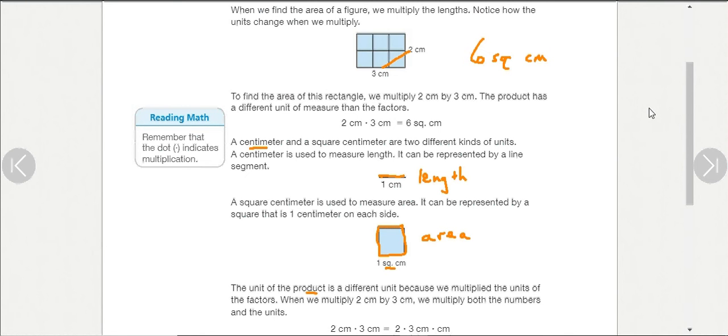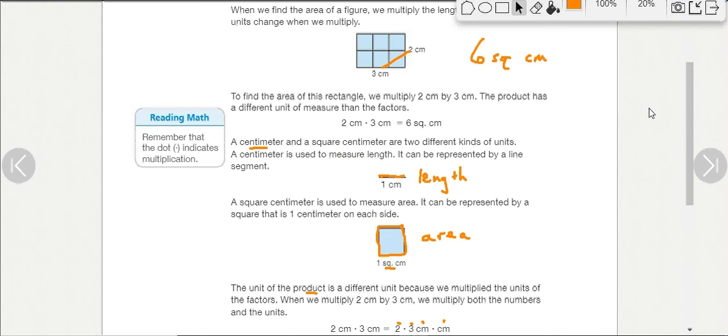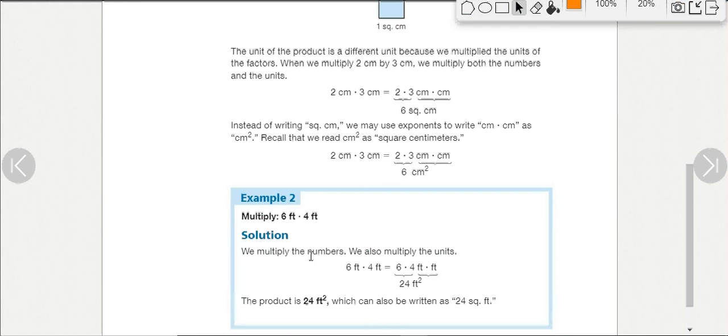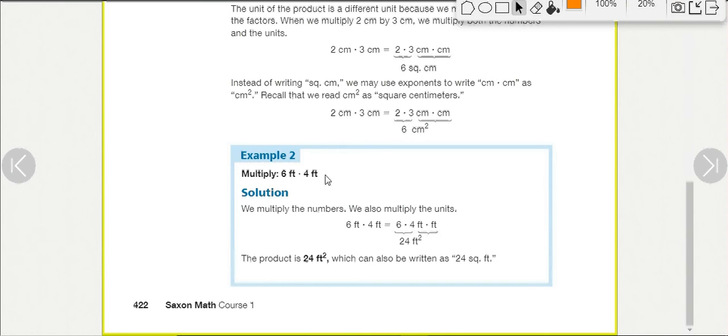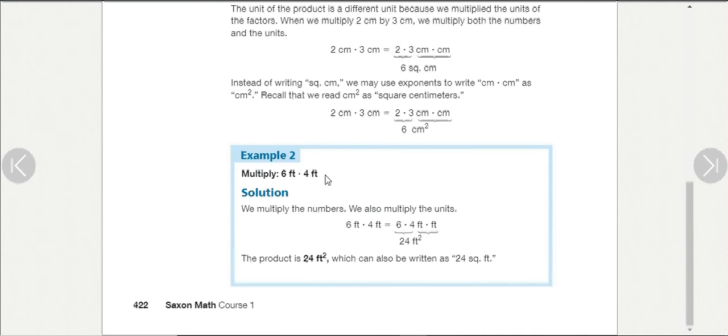When we multiply 2 centimeters by 3 centimeters, you can actually think of it as not only 2 times 3, but centimeters times centimeters. And when you do centimeters times centimeters, it's square centimeters. You can use the SQ, or we learned last time you can use the little 2 floating up above. So let's try multiplying 6 times 4 if they're both feet. We don't have to convert like we did with the add subtract, but we will convert with the label in the end.